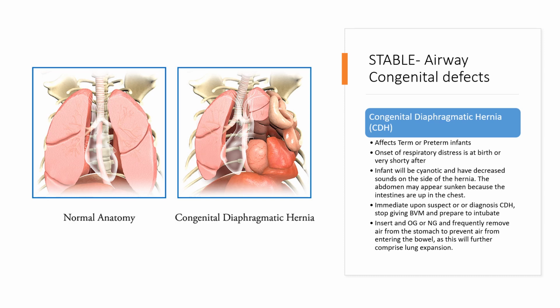It's a bad day. Immediately upon suspicion or diagnosis of CDH, or congenital diaphragmatic hernia, stop giving BVM and be prepared to intubate right away. Insert an NG or OG tube and frequently remove air from the stomach to prevent it from entering the bowel, or it'll cause this kiddo to die.